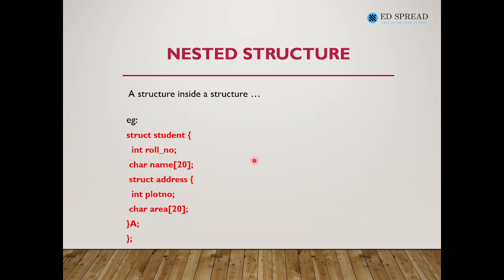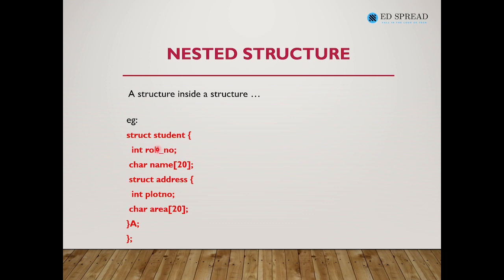So the nested structure is a structure inside a structure. You need to understand a very small word here. Nested means one inside the other. You have seen nested loops, and nested condition statements, nested if else if, and a function inside a function. All those mean one inside the other. So a nested structure is a structure inside a structure. This is how we are going to write the nested structure.